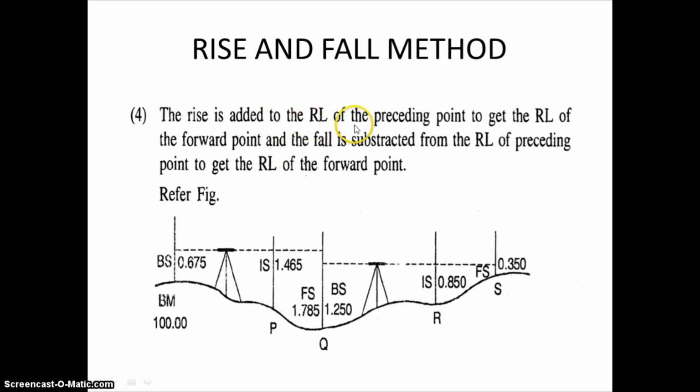The rise is added to the RL of the preceding point to get the RL of the forward point, and the fall is subtracted from the RL of the preceding point to get the RL of the forward point. So you can see one figure is given as well. Benchmark is given 100 point.